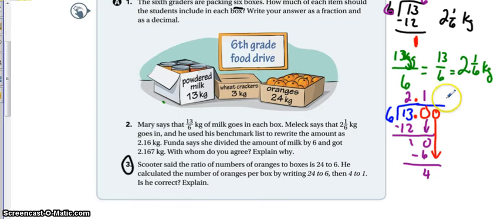Repeat means that it would repeat the pattern. Terminate means that it would stop. So we bring down the 0. We now have 40. 6 can go into 40 6 times. We're left with 36. We're left with a 4.